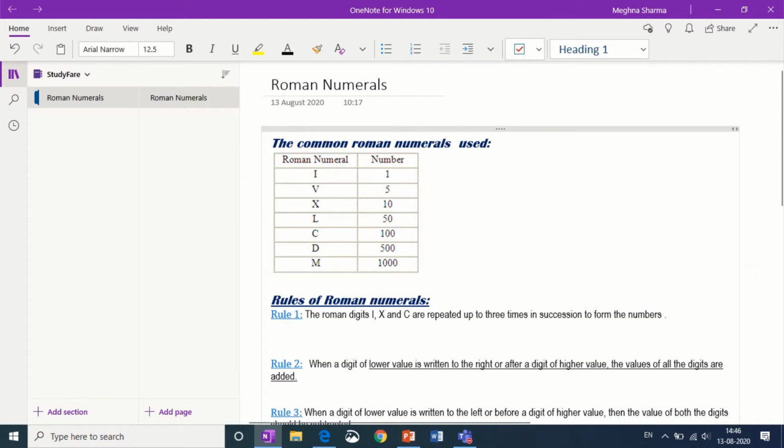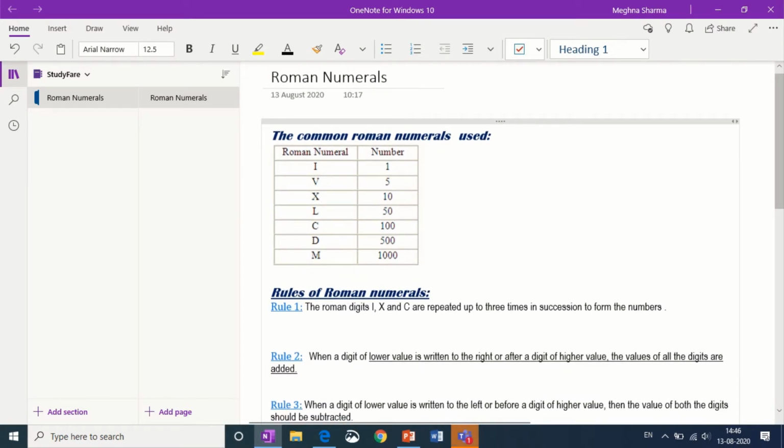Hello everyone, today we are going to learn a new topic, Roman numerals. Just like we have common numbers 1 to 3, there are also numbers which are represented in an alphabetic way, and they are called Roman numerals. Not every alphabet is used, but there are a few specific alphabets which are used.